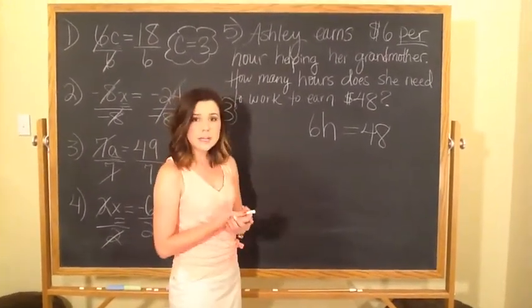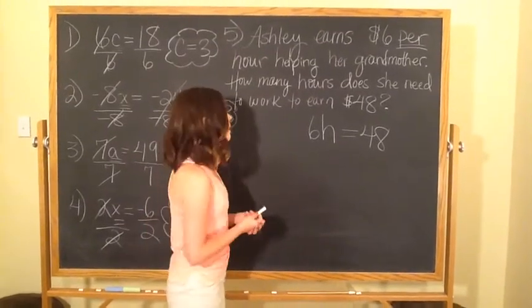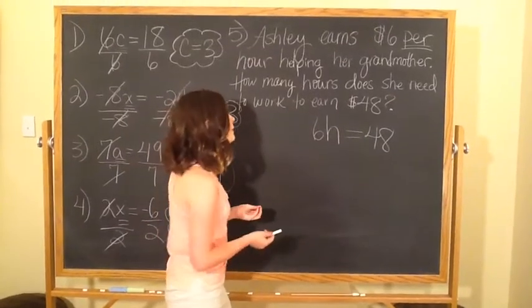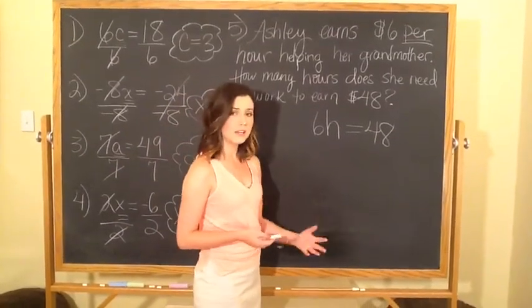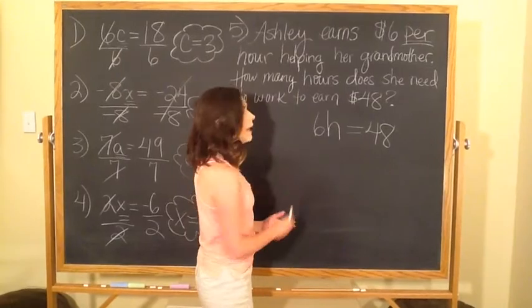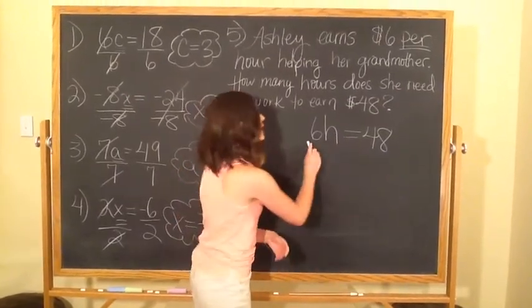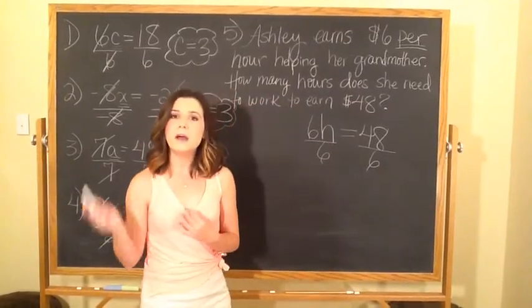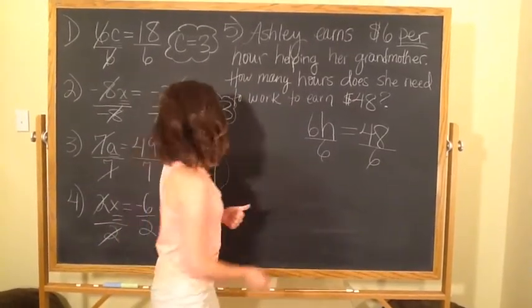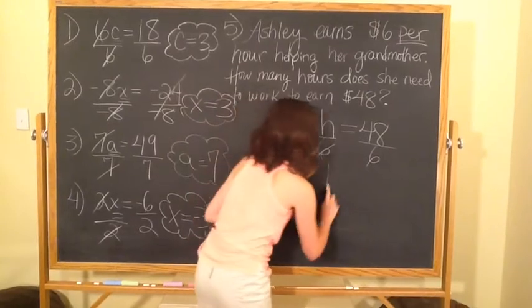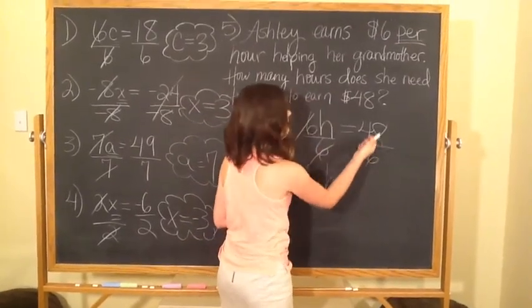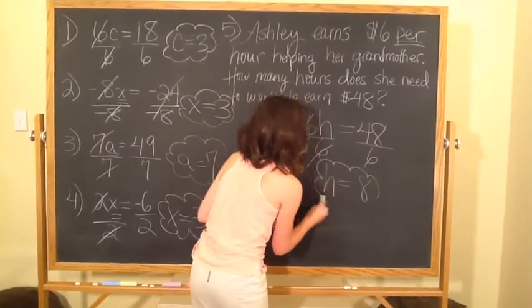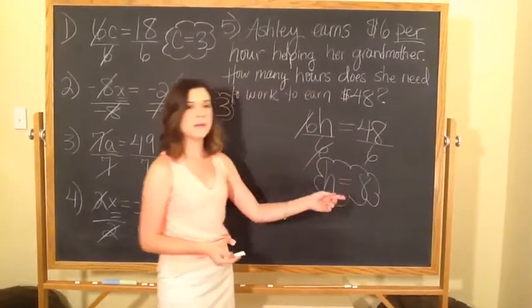So since I'm solving for the h, or the hours, we need to go ahead and get rid of our 6 from both sides. And in order to do that, we need to do the opposite operation, or the inverse operation. So instead of multiplying by 6, we're going to divide by 6 on both sides. And because of the division property of equality, it says that if we divide by the same number on both sides, we're going to be good. So the 6's are going to cancel out, and we're going to have h is equal to 6 times what gives us 48? 6 times 8. So basically we know now that she needs to work 8 hours to be able to get $48.